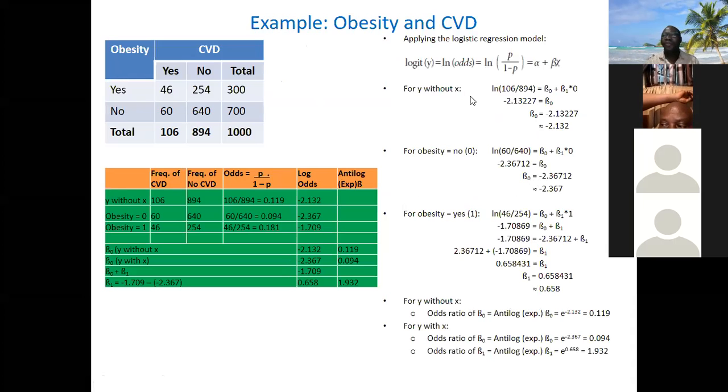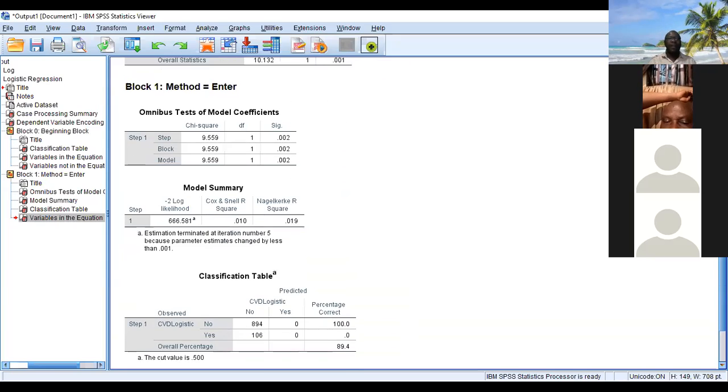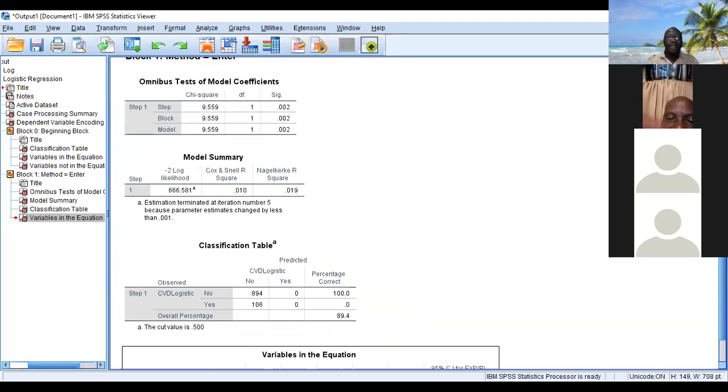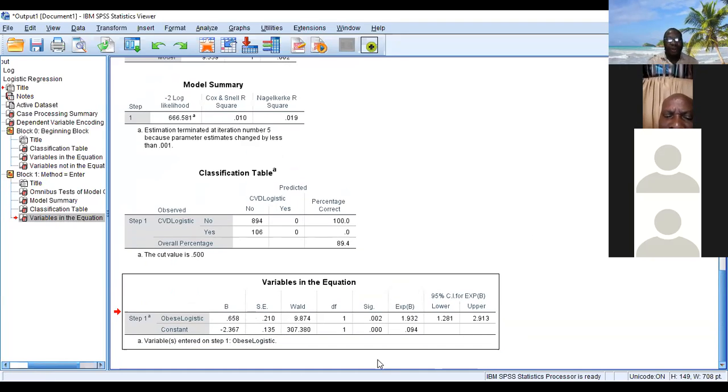Now, let me reshare. Yes. Now let's go to Block 1. After we are through with that, Block 1 means that it has put in the obesity now. Just go to the result. Look at the last table. You will see the result.